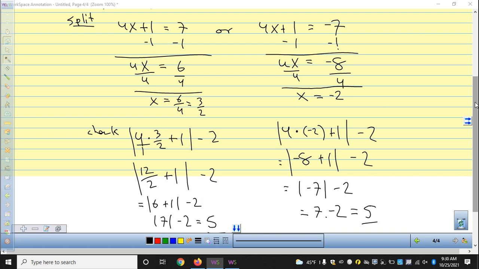Yes? So you keep the absolute value the same, but do you make the answer negative and positive? Yes. Okay. Keep whatever's inside the absolute value, and it equals either something negative or something positive.